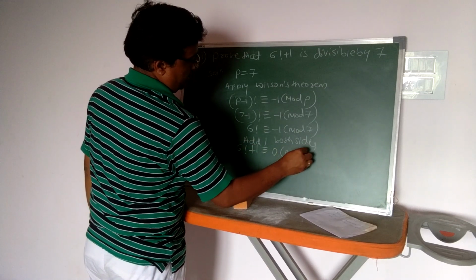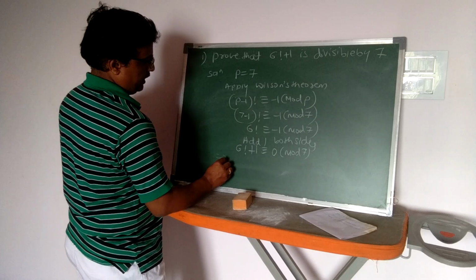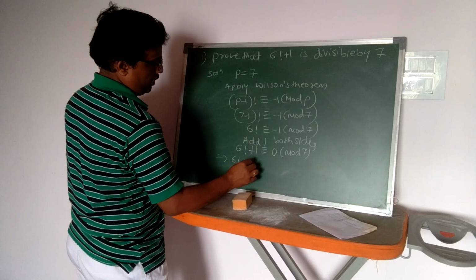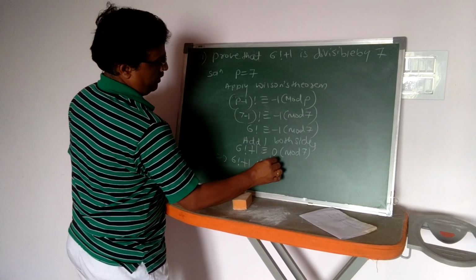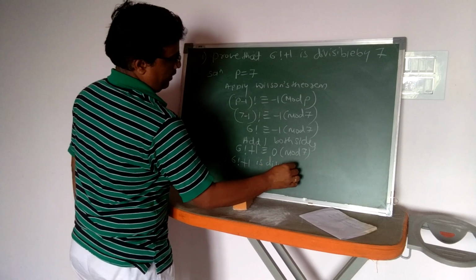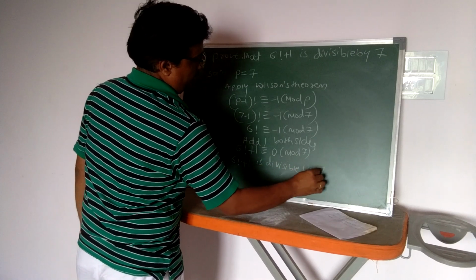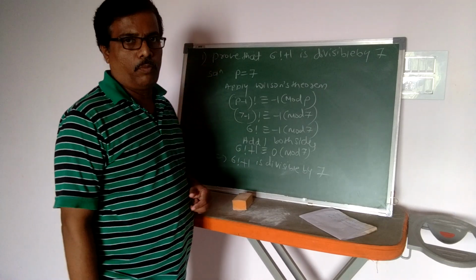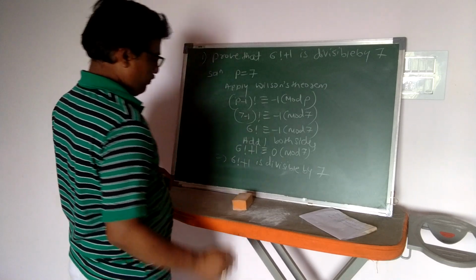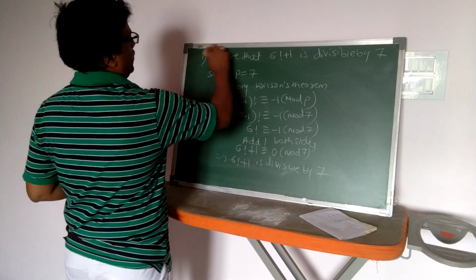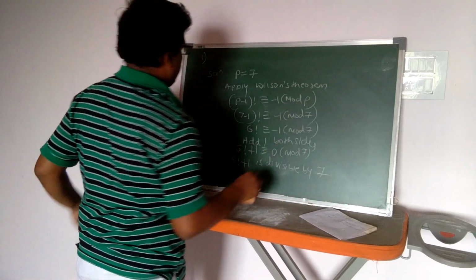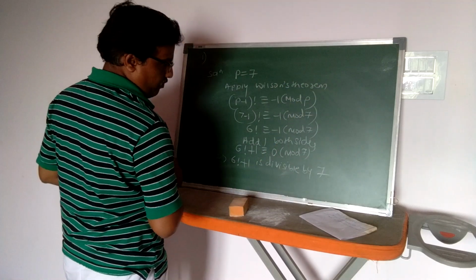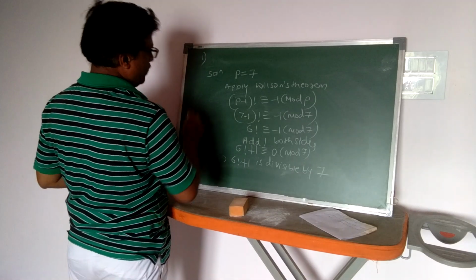mod 7. Which means that 6 factorial plus 1 is divisible by 7. So this is how we solve the problem. Okay, so next we see another problem which is a little bit different from the first one.